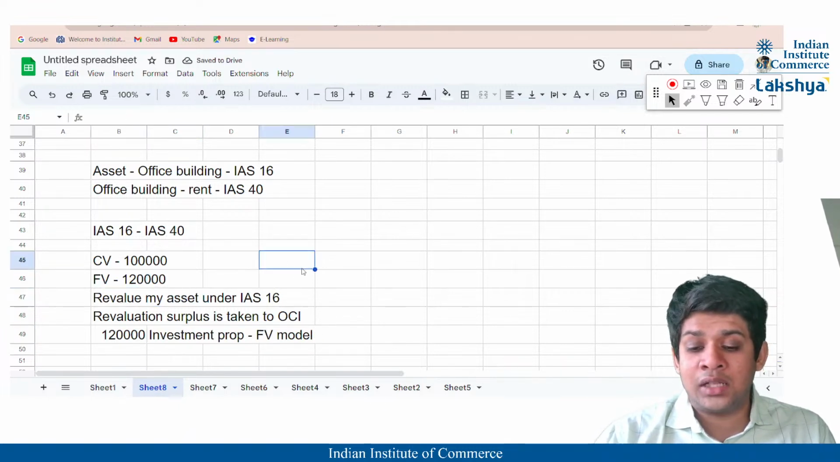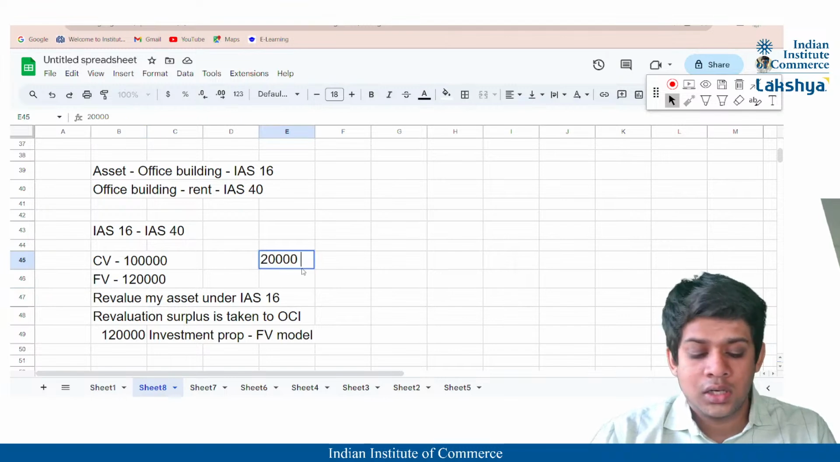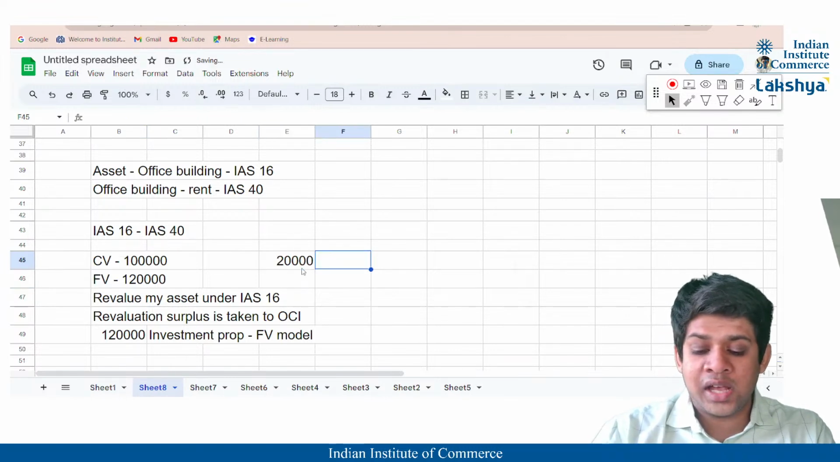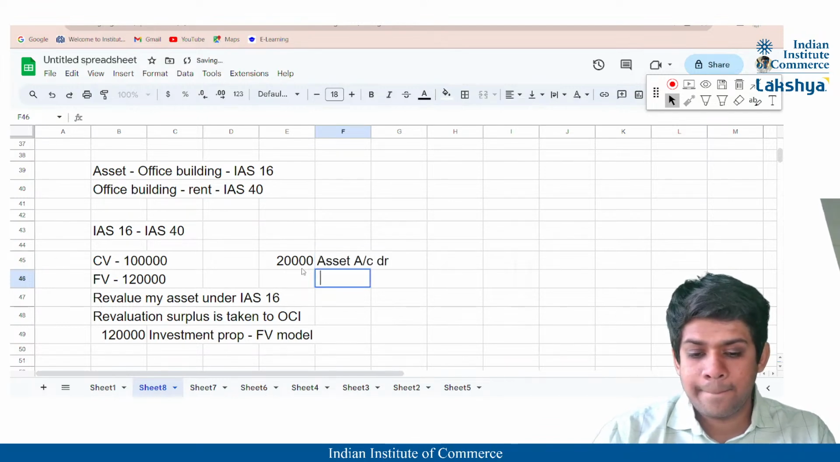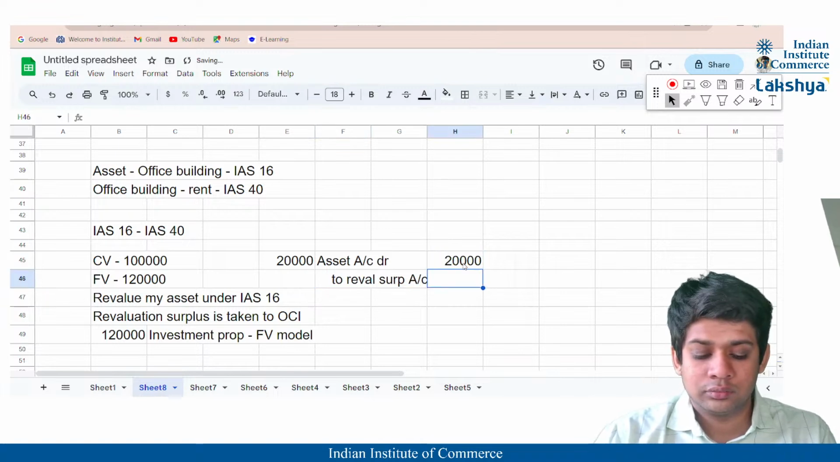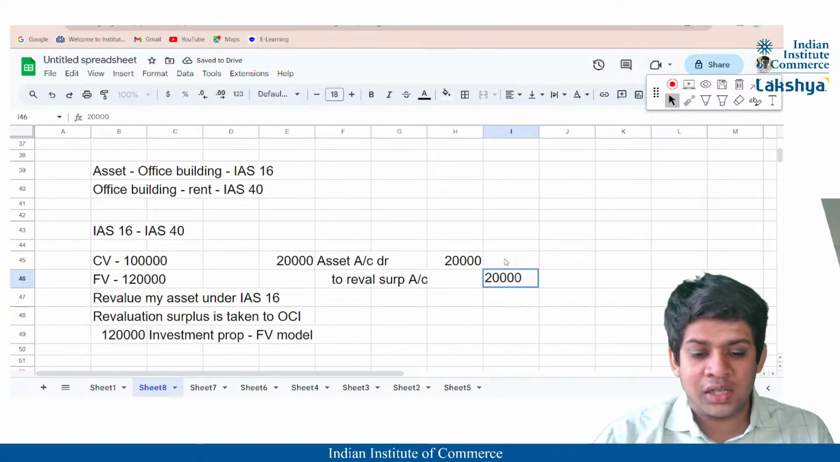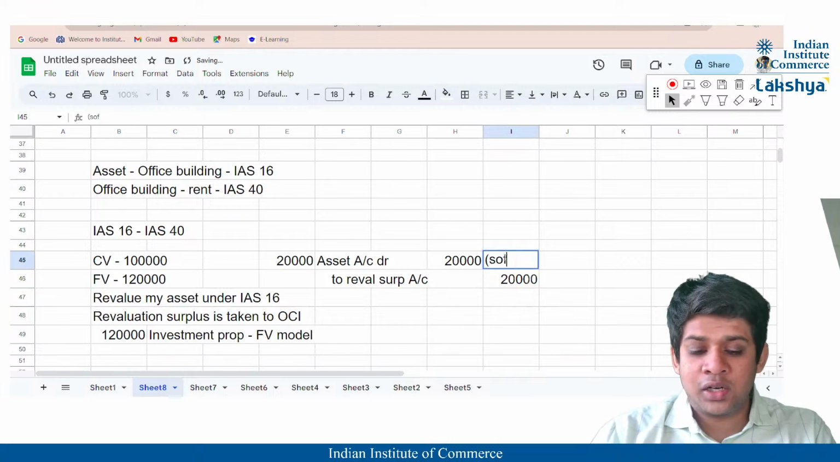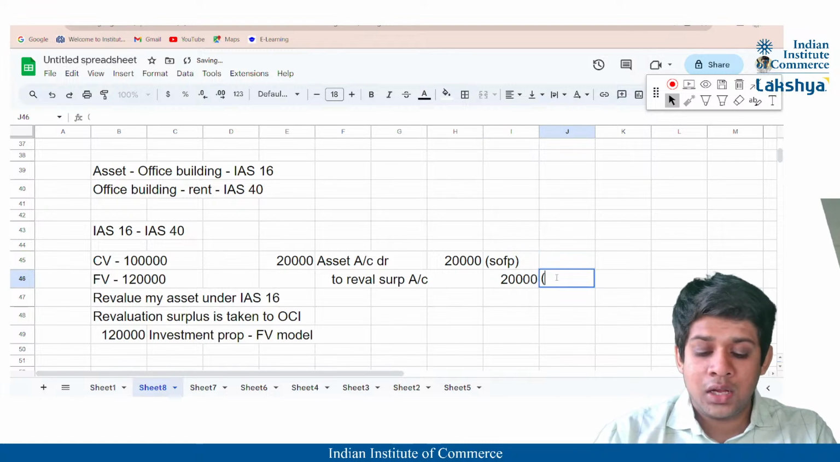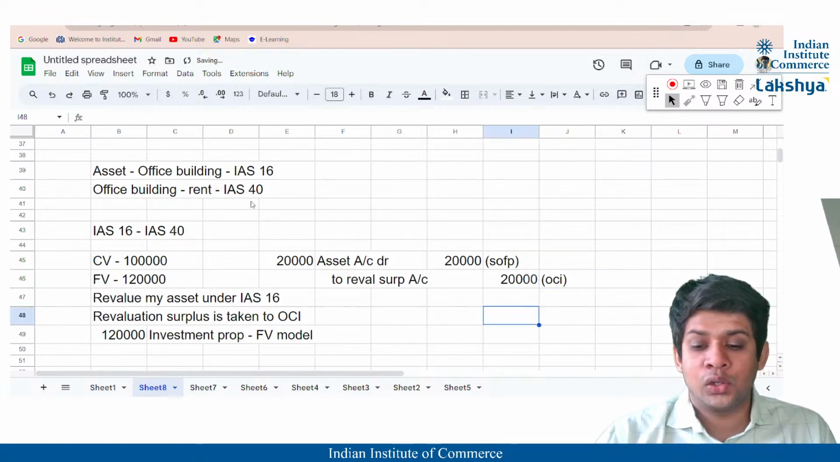So that means 1,20,000 minus 1 lakh, 20,000 is the surplus that will be taken to OCI, and the journal entry that we will pass is asset account debit to revaluation surplus, 20,000. The value of the asset will increase in the statement of financial position, and the surplus will be in my OCI. Okay, I hope this part is clear.